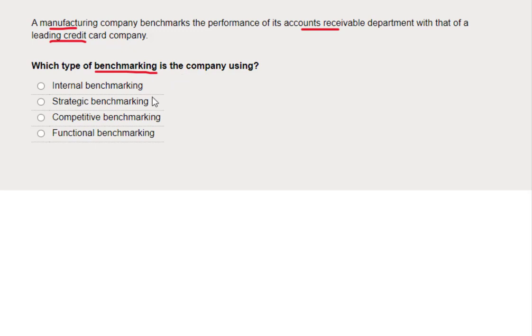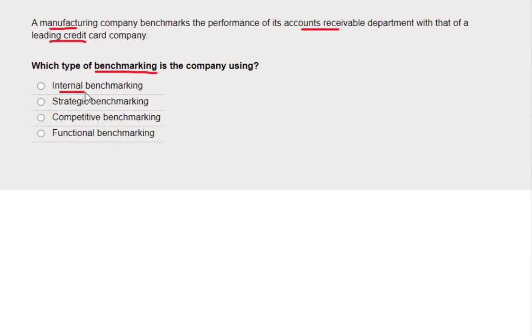Well, this is definition based. So we've got 4 different options here: internal, strategic, competitive, and functional. We've got to work out which is the right answer. Now, if you've memorized the definitions, you can probably go straight to the right answer here. But if you haven't memorized the definitions, I'm going to show you a bit of exam technique here on how you can eliminate some of the wrong answers and maximize your chances of coming up with the right answer. So let's go through and eliminate some of the wrong answers then.